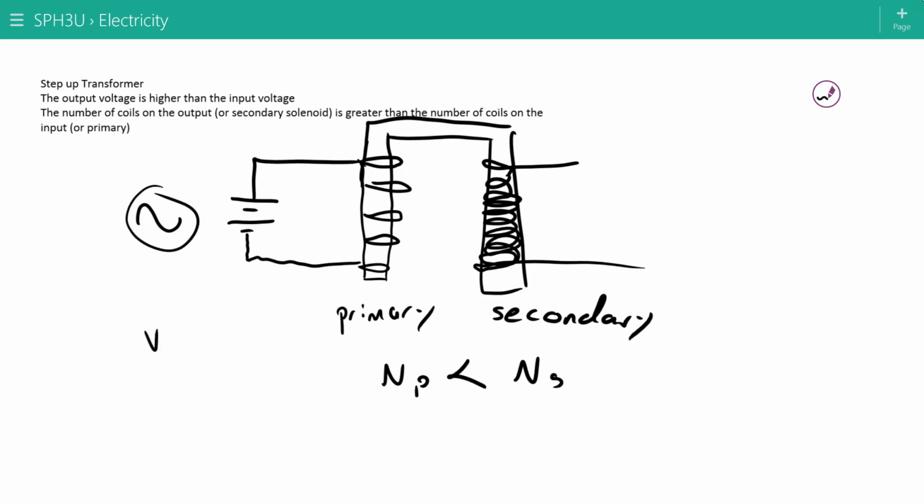So since voltage is proportional to the number of turns, what that means then is that the voltage on the secondary side is going to be greater than the voltage in the primary side. That's a step-up transformer. We're going to see later that if you step up the voltage, you effectively step down the current. But I guess they had to call it step-up for either voltage or current, so they used voltage as the sort of definer as to if you're stepping up or stepping down.